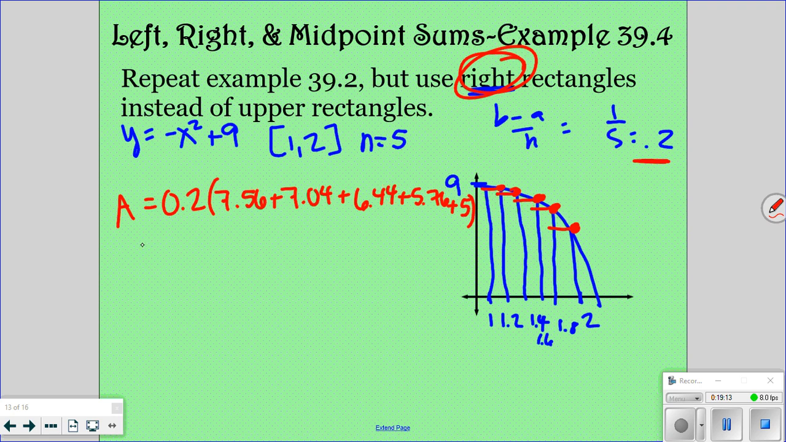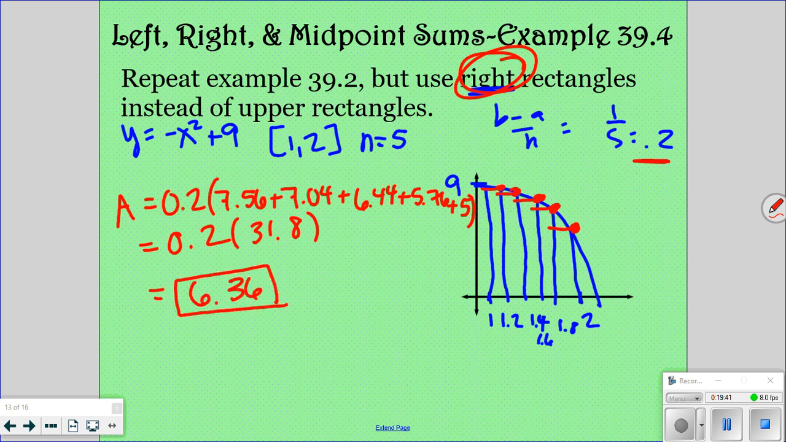From here, you're going to add them together. And you should get 31.8. And then if you multiply by 0.2, you should get 6.36 for your area. So that's how you can use right rectangles.